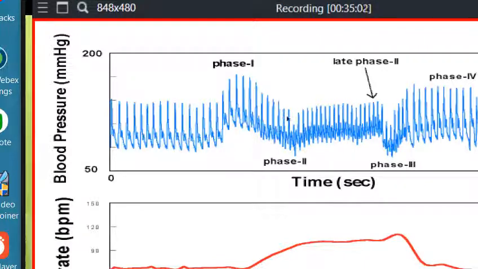As I mentioned again, there's a phase 1, a transient increase in blood pressure, but not much change in the heart rate. Phase 2 is where there's a fall in blood pressure with a compensatory increase in the heart rate because of sympathetic overstimulation, which causes tachycardia. Phase 3 is where there's a fall in blood pressure without any change in the heart rate. And phase 4 is the overshoot phase, with an increase in blood pressure followed by bradycardia because of vagal stimulation.